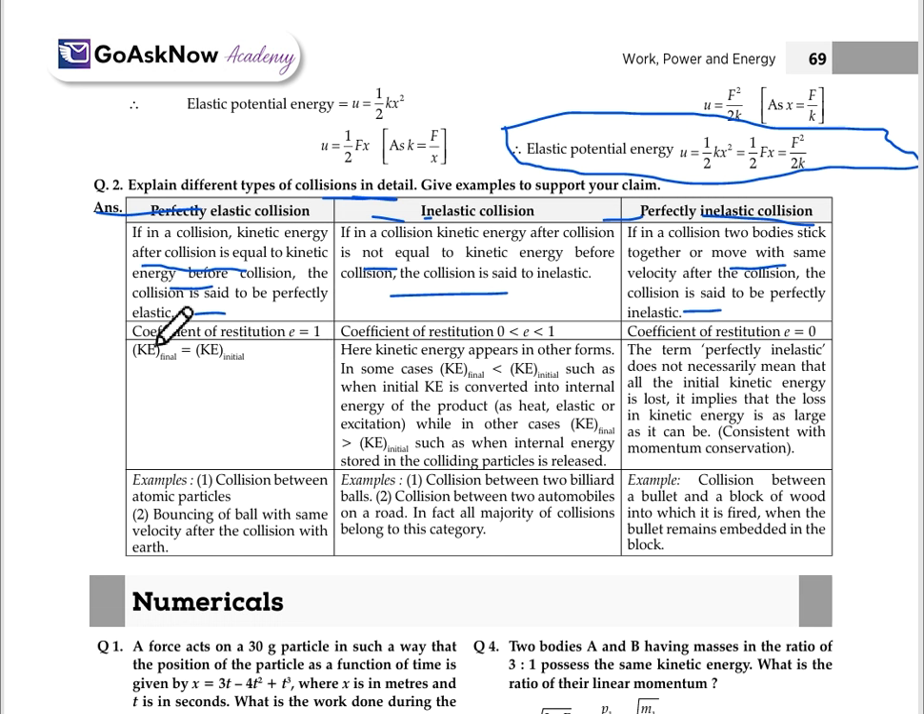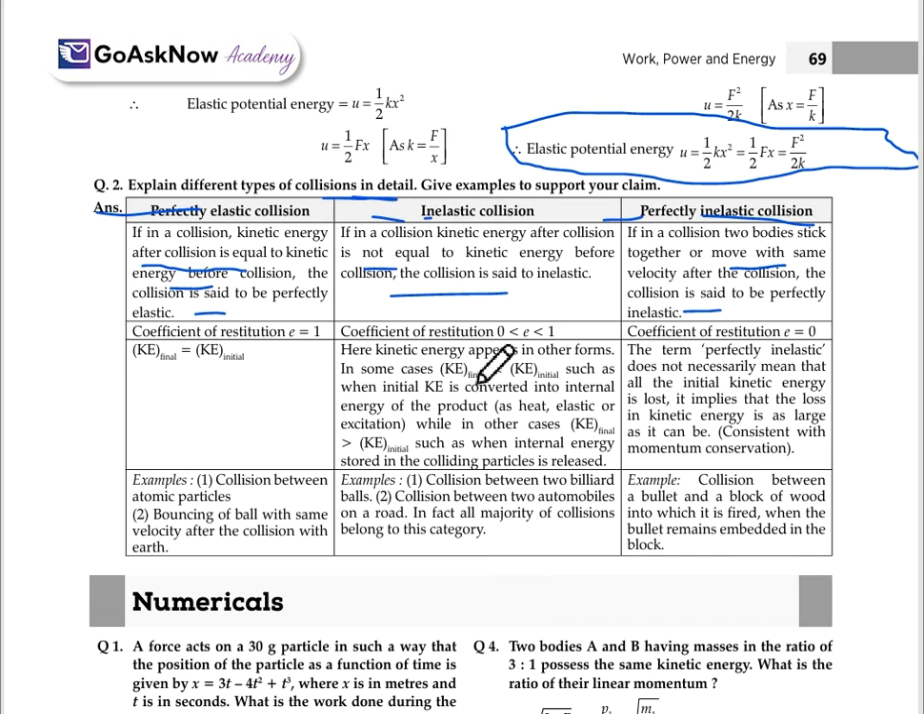Here the coefficient of restitution will be 1 for the elastic case. For inelastic, e will be between 0 and 1, and for perfectly inelastic the coefficient of restitution will be 0. Now KE final will be equal to KE initial in the elastic case. Mathematically we can express it like this. Here kinetic energy appears in another form.